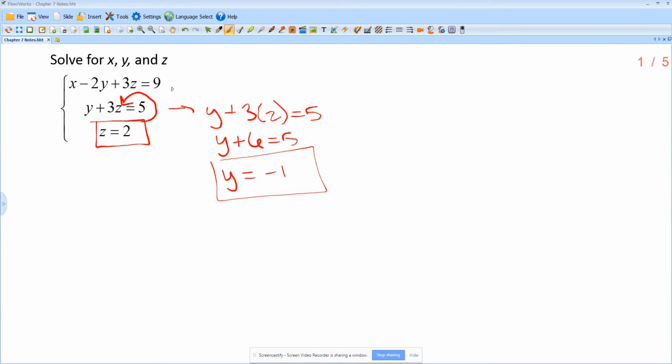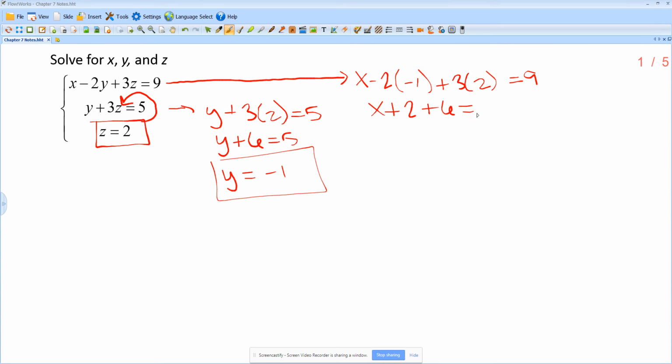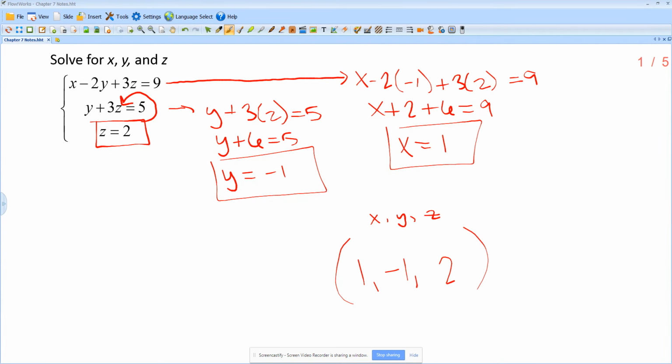At that point, I can now take this equation that has x, y, and z, and substitute in my z and my y. So I'd get x minus 2 times -1, plus 3 times 2 equals 9. So I get x plus 2 plus 6 equals 9, which means that x is equal to 1. When I'm writing my final coordinate, it always goes in order, so x, y, z, alphabetical order. So I'll have 1, -1, 2.